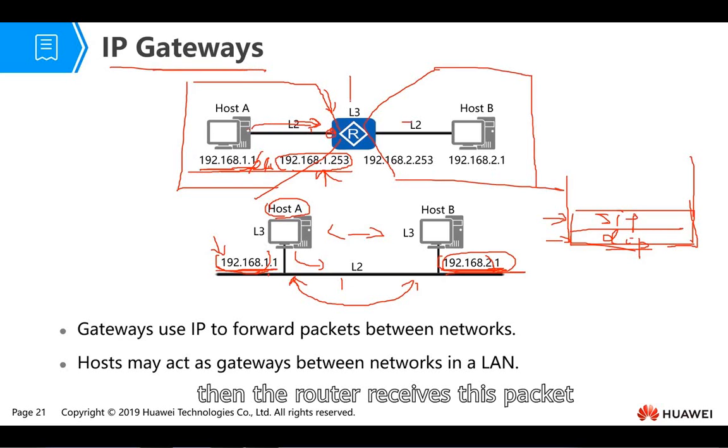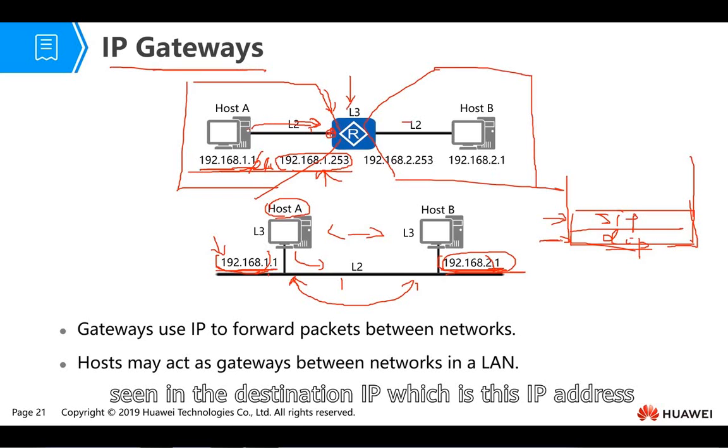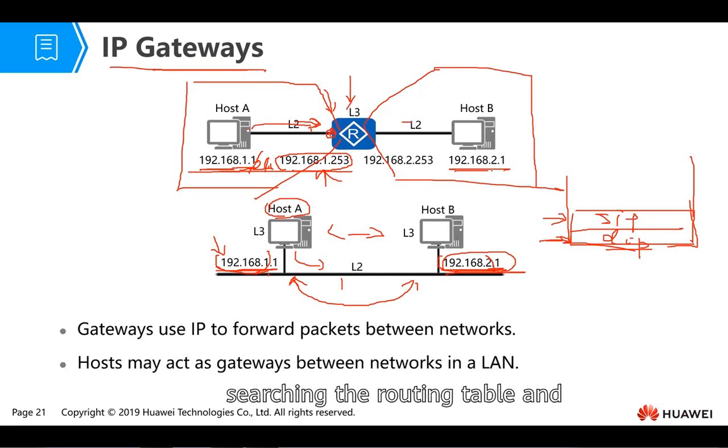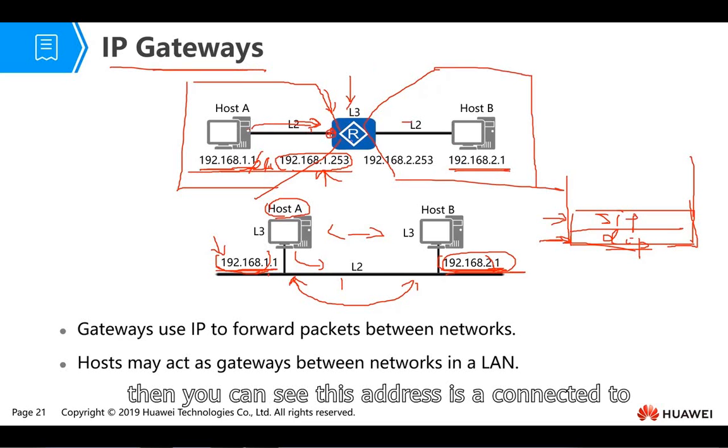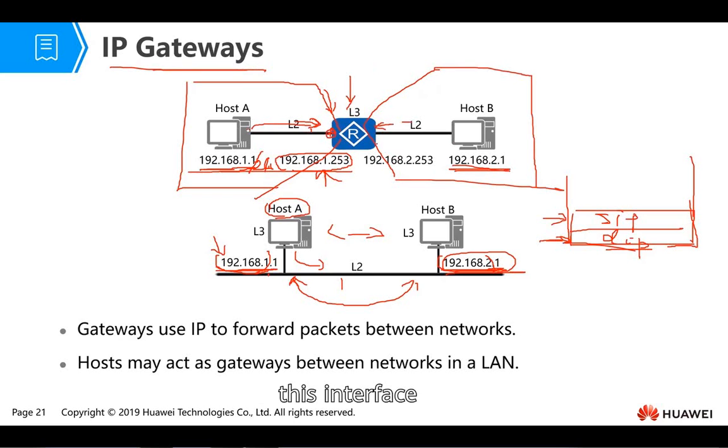The router receives this packet and looks at the destination IP. The destination IP is this address, so it searches the routing table and sees this address is connected to this interface. Then the router sends the packet out of this interface, and host B will receive it. This is the concept of gateway.